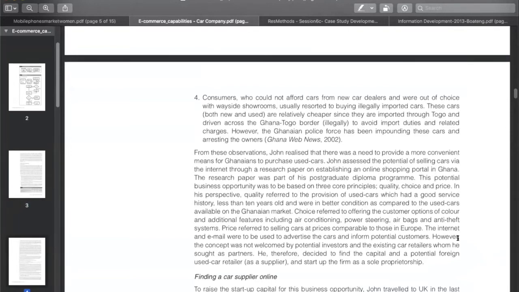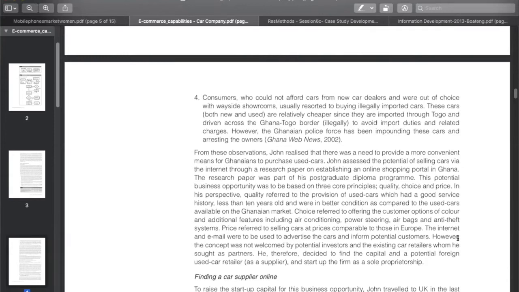These cars, both new and used, were relatively cheaper since they were imported through Togo and driven across the Ghana-Togo border illegally to avoid import duties and related charges. However, the Ghanaian police force has been impounding cars and arresting these owners. From these observations, John realized that there was a need to provide more convenient means for Ghanaians to purchase used cars.